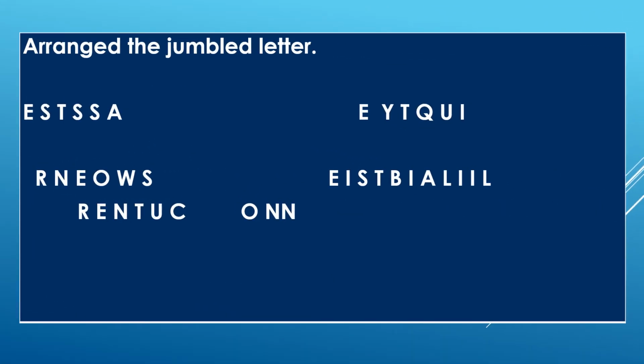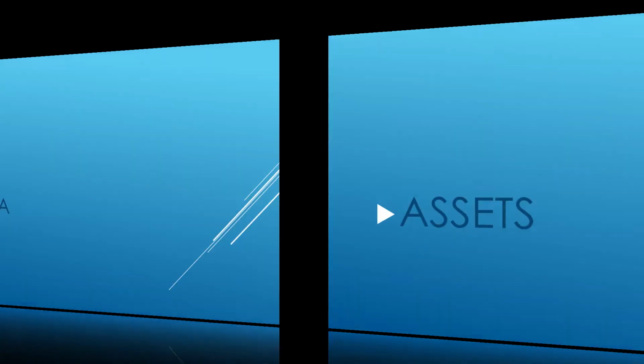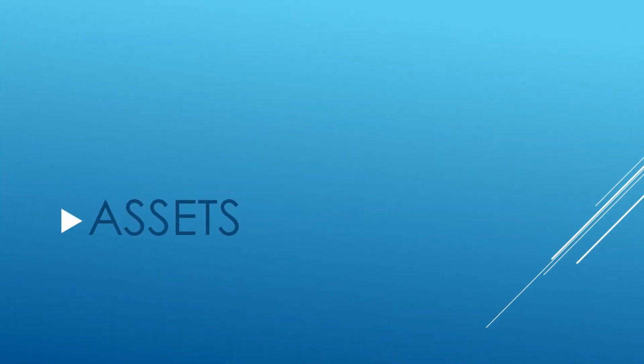Our first activity is to arrange the jumbled letters. So these are our jumbled letters. Our first jumbled letters compose of E, S, T, S, S, and A. So what does it mean? It simply means assets. Okay. Next word.